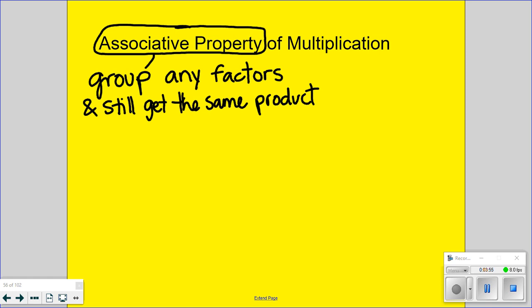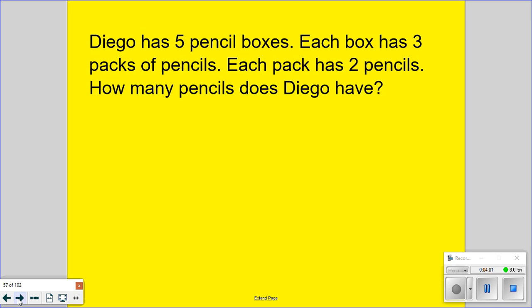Alright, so let's turn to our first word problem. It doesn't matter where you glued it in, but we're going to start with the one that says Diego has 5 pencil boxes. It should be the first one. So go ahead and find that problem, please.